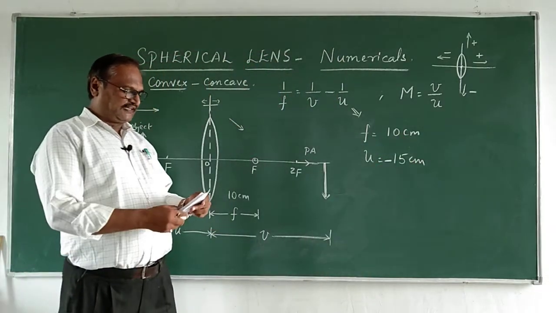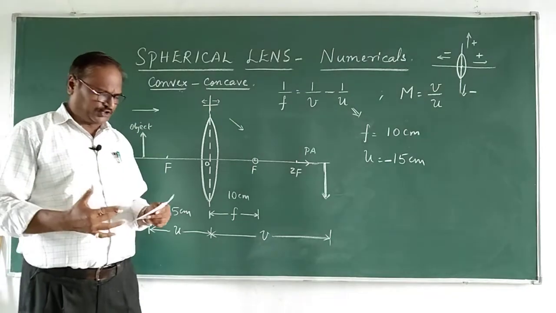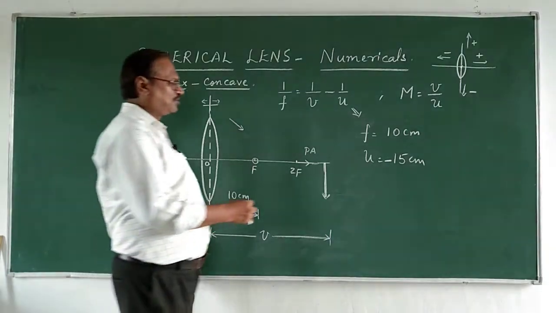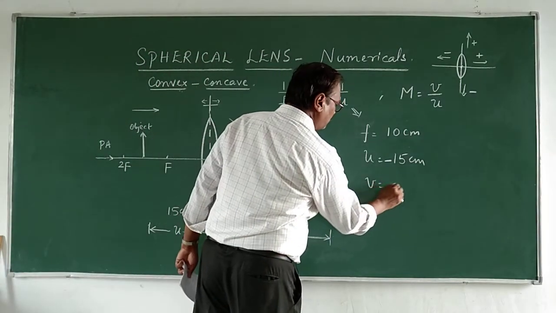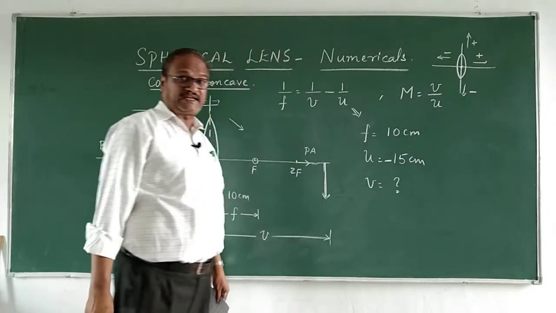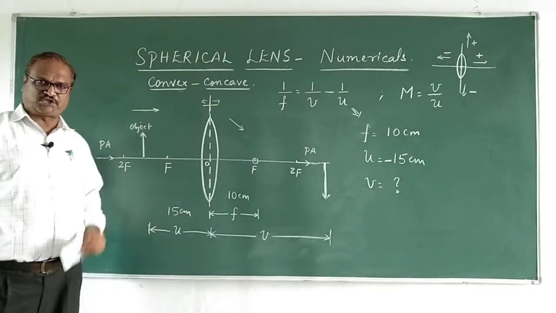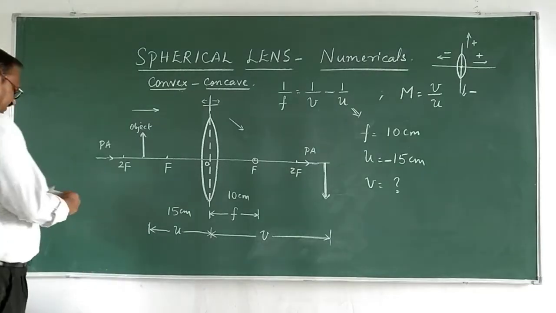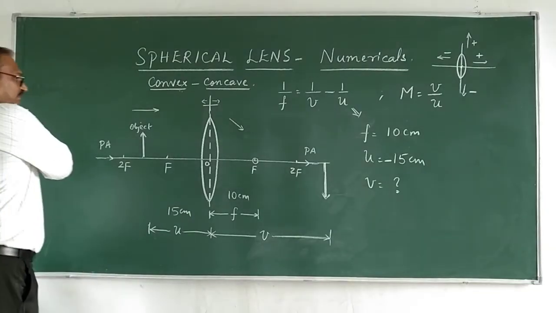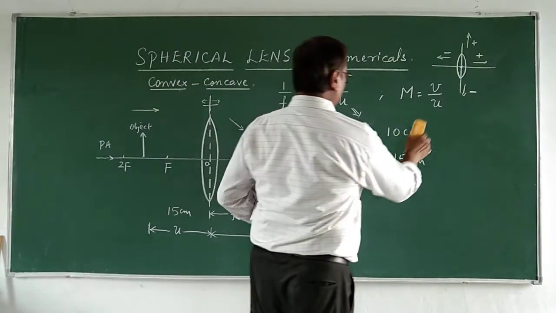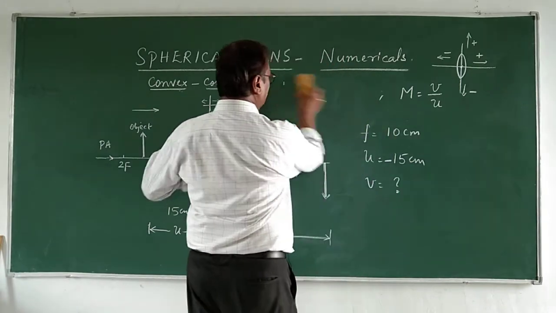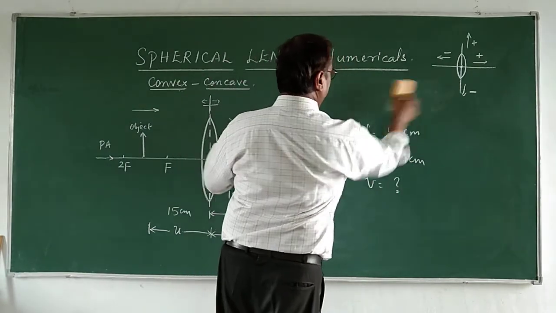Now they are asking, what is the nature, position and size of the image? That is, V is equal to how much? We have to first calculate that, which will give us the position. Okay, let us do the numerical first, and then we will take it up further. Let me erase all this and take the data in a simpler way.